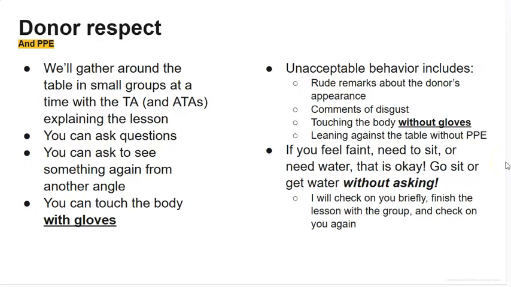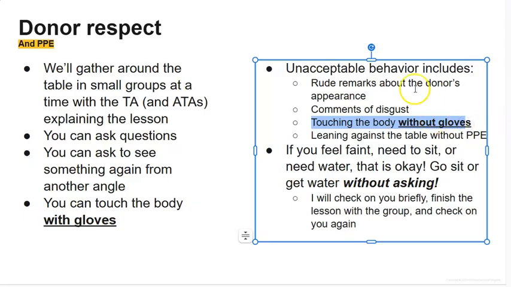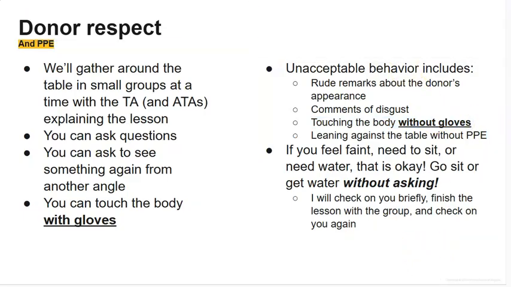And so from there, just make sure to note, unacceptable behavior is going to include any rude remarks about the donor, comments of disgust. Once again, touching the body without gloves. We're not going to do that, okay? Please do not do that. And also leaning against the table without PPE. If it's the same table that I used when I was here being a TA, those corners are really, really sharp. So don't lean against that table, or you will come out with a cut or a bruise or something. And we try to shield you all with pool noodles and all sorts of nice buffers, but don't sit next to something sharp.